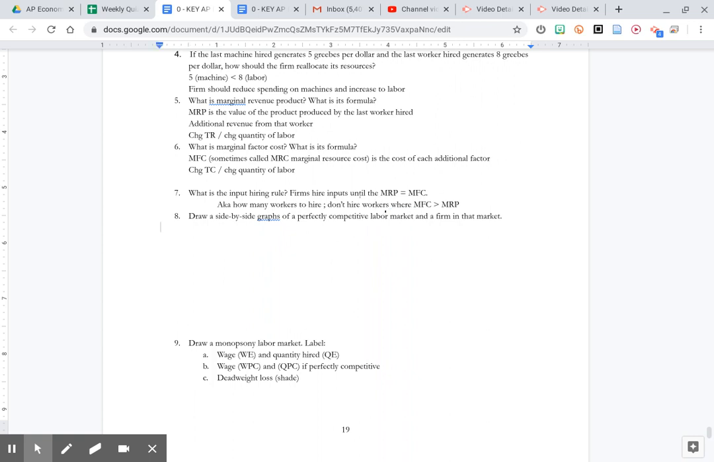Okay, so now we're going to do quick last graphs of the whole thing here, the last kit and caboodle: side-by-side graphs, oh, that's ugly, of the labor market and a firm. And we're going to notice some differences and similarities with perfect competition. First is we're going to use wage instead of price. We're going to say QL and QL.